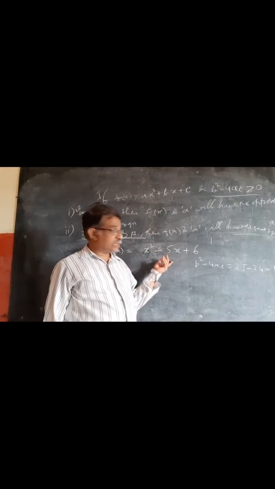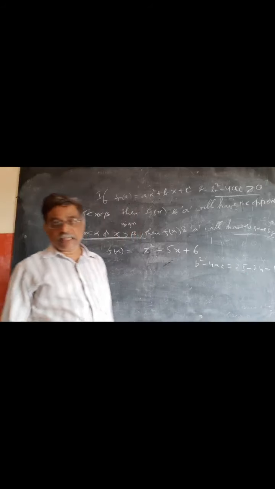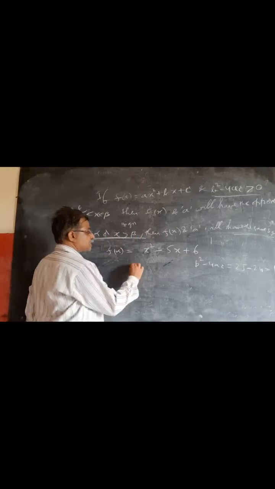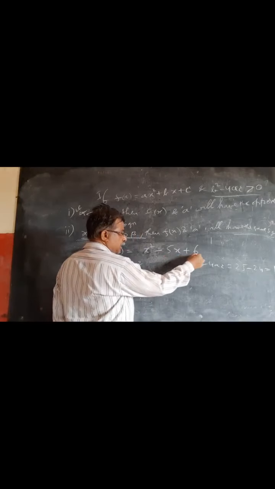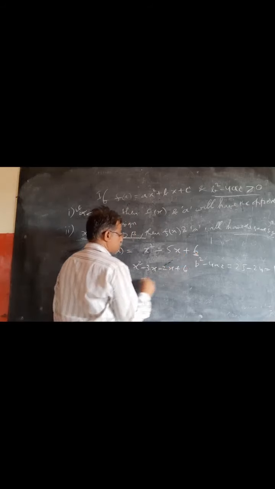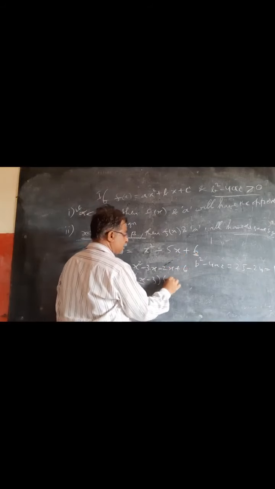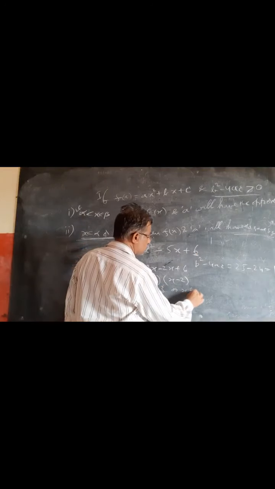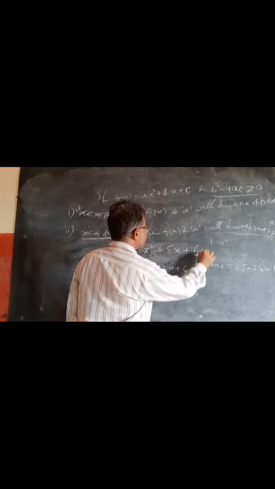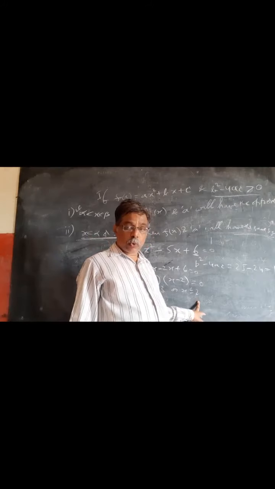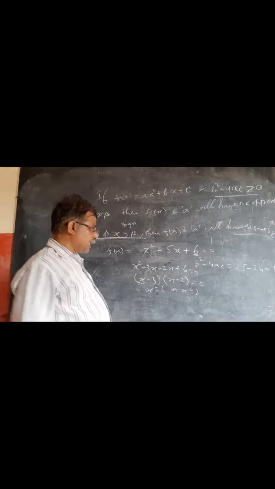This b square minus 4ac greater than 0 means it contains two real roots. What are the two real roots of this equation? So I can split 6 as 3 and 2, so x square minus 3x minus 2x plus 6. Means I can write it as x minus 3 into x minus 2. Means x equal to 3 or x equal to 2. So the roots of the equation are 3 comma 2.